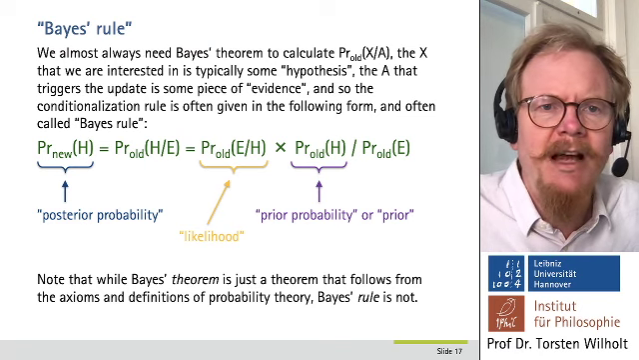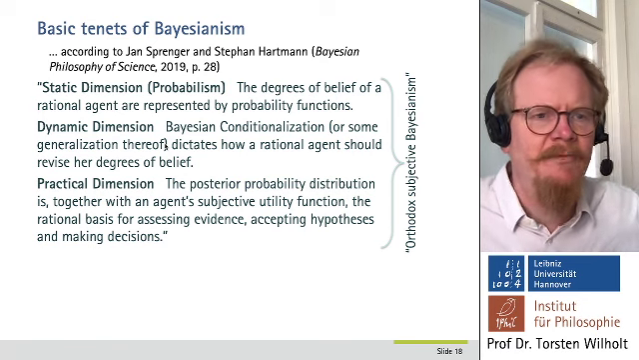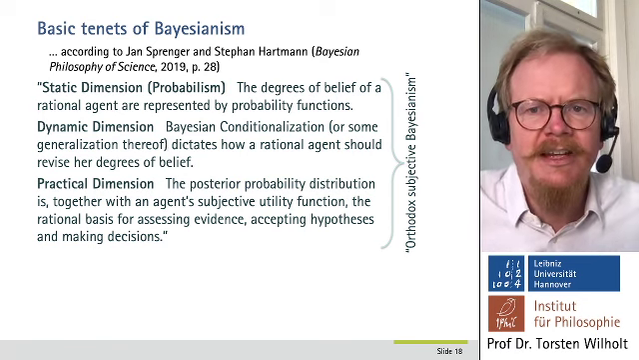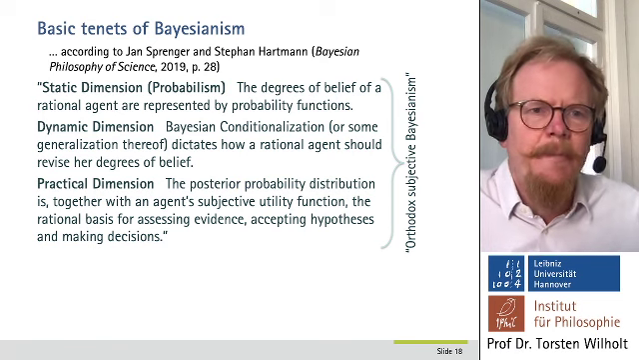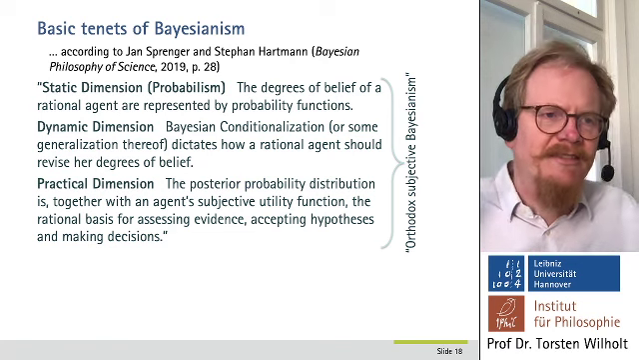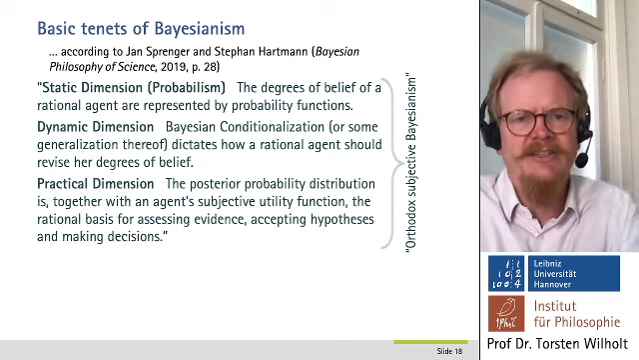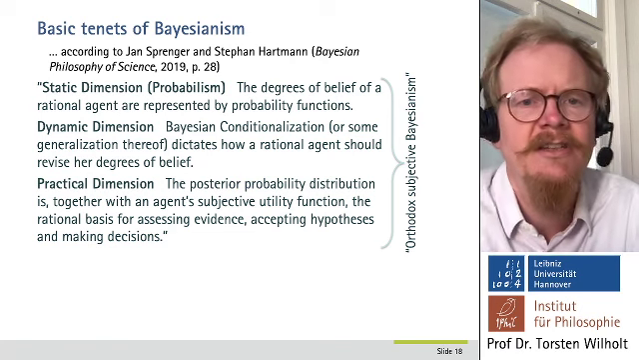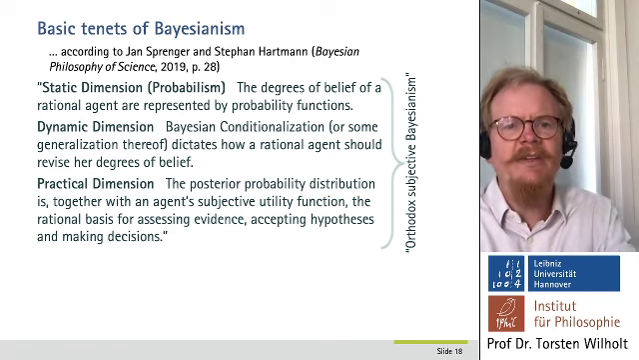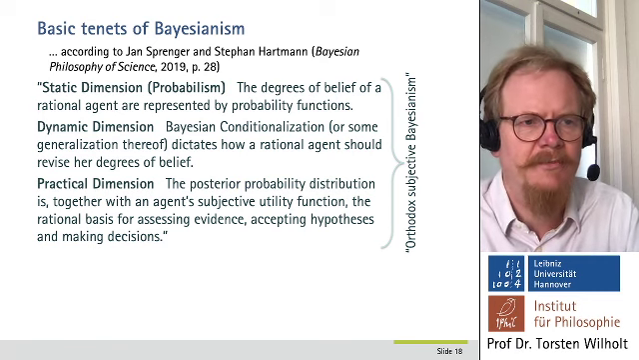We can sum up the main tenets of Bayesianism, which are nicely summed up in this new book by Jan Sprenger and Stefan Hartmann, Bayesian Philosophy of Science. They analyze the following three ideas as the main tenets of Bayesianism. First, there's a static dimension, which they also call probabilism, and that's just that the degrees of belief of a rational agent are represented by probability functions.